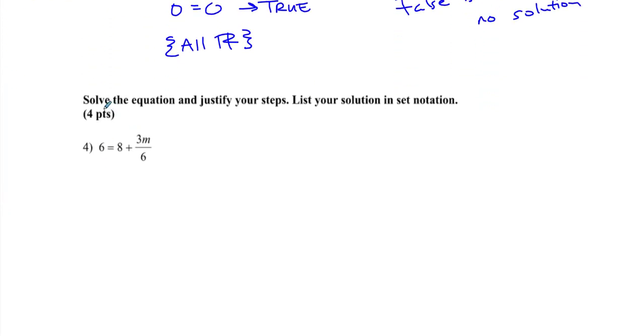All right, then we have solve the equation and justify your steps. Okay, so we need to do the justification. You take your equation. The first step is always your given. Okay, then we got to look. How many terms do we got? 1, 2, 3. Okay, remember, this is the variable term. I'm going to deal with this last. It is already on the right, so I want to move all my number terms to the left. Which number terms do I have? I have a positive 8, so I can subtract 8 from both sides. Okay, 6 minus 8 gives me a negative 2. This becomes 0. This whole fraction drops down. So I got 3m. Let's fix that up.